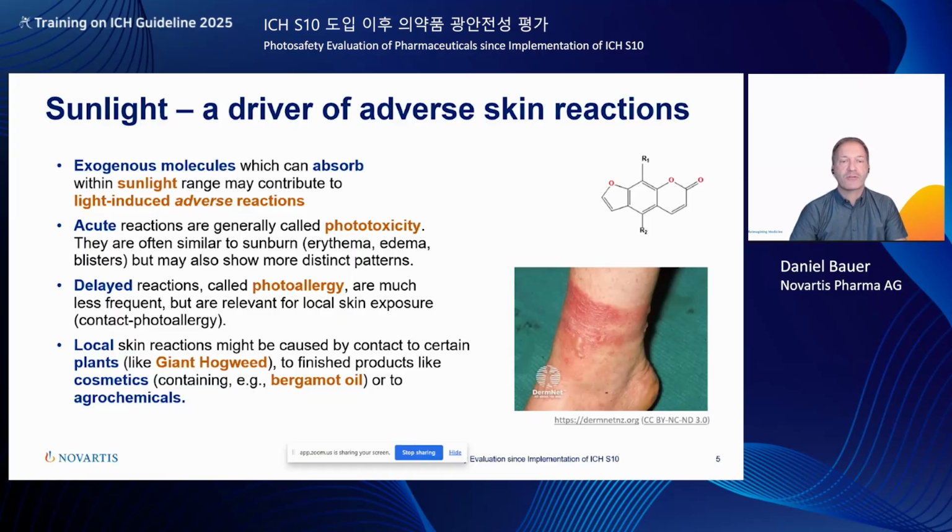So it's typically contact photoallergy. Those local skin reactions might be caused by contact to certain plants like giant hogweed, cosmetics, and very often, in the past, bergamot oil or agrochemicals. And you see on the right-hand side a typical picture of how this looks. The upper part of this leg was covered by the trousers, so no sunlight exposure, but at the feet there was exposure to a plant, and the light induced this skin reaction very sharply where the light was able to reach the skin.